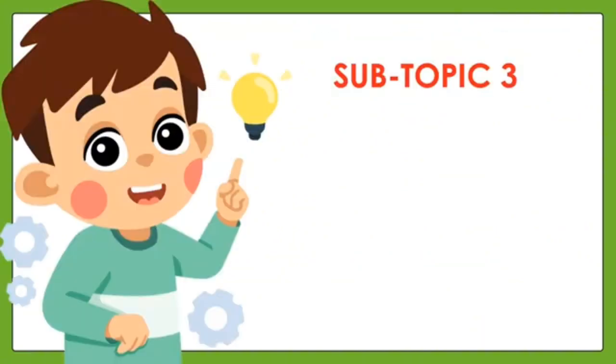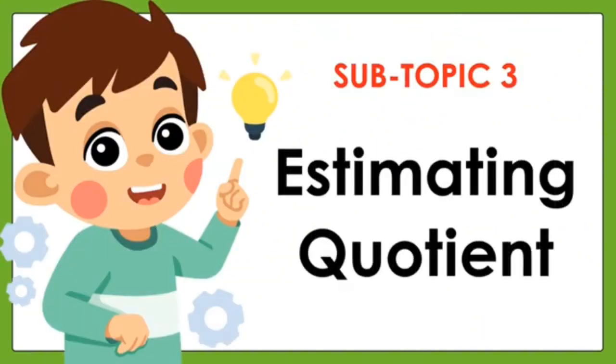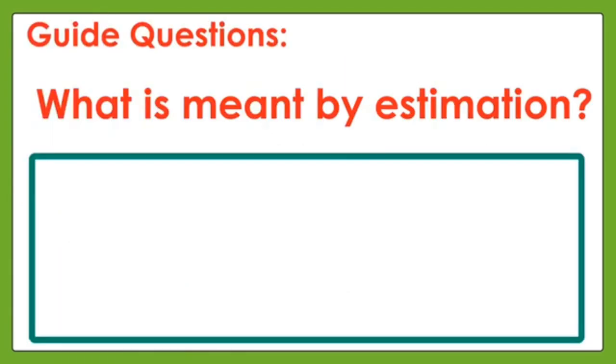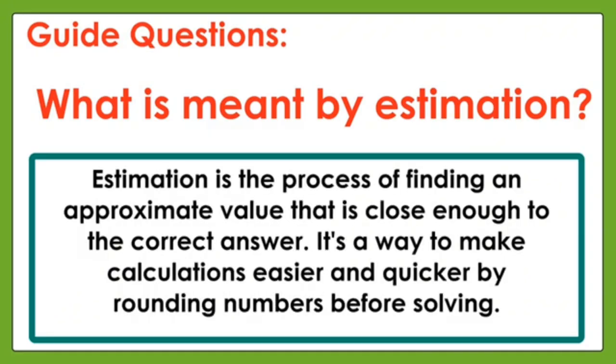Now, let's go on with our third topic about estimating quotient. Here are the guide questions. First, what is meant by estimation? Estimation is the process of finding an approximate value that is close enough to the correct answer. It's a way to make calculations easier and quicker by rounding numbers before solving.